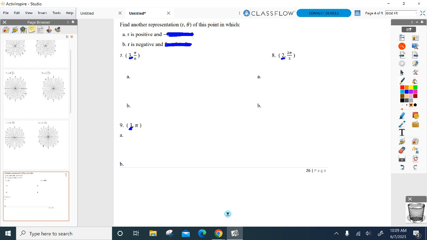So let's review again. If I want to keep the R value positive, which they all are, anybody remember what I add or subtract? 2 pi. 360 if it's degrees, or in this case, add or subtract 2 pi.